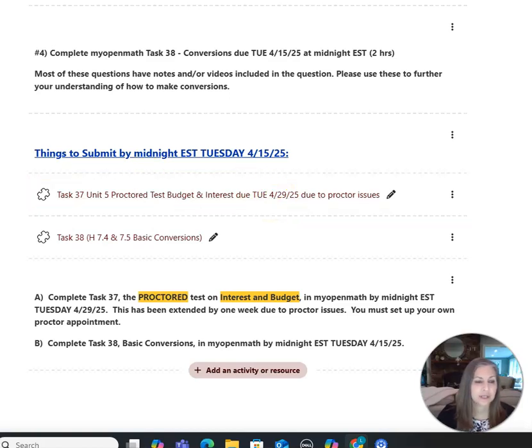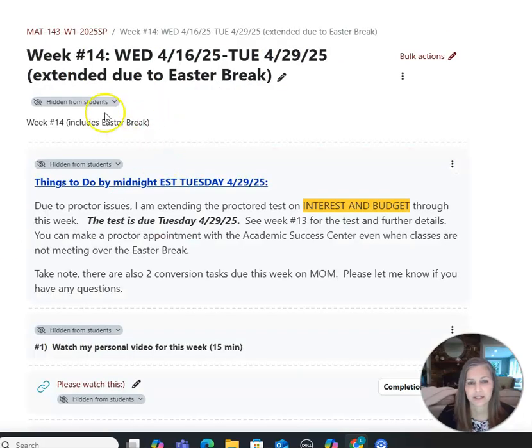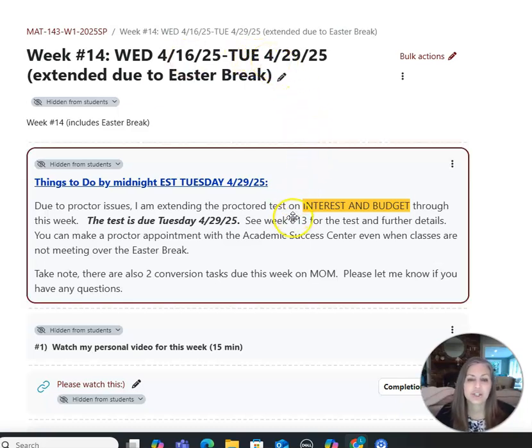Let's go to the new week, which I'm getting ready to open. As you'll be able to see in just a second, it's hidden right now, but I'm getting ready to open it. So this week is a weird week because of Easter break. So it goes all the way through Tuesday, April 29th. Things you have to do.